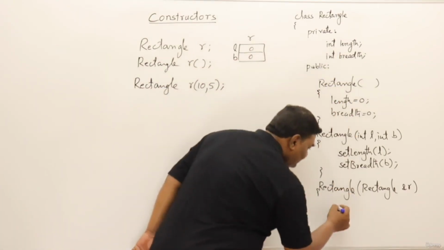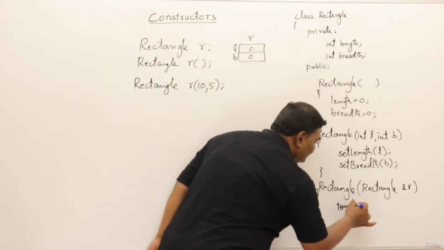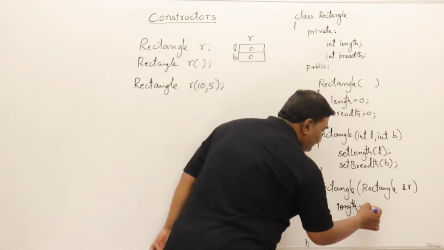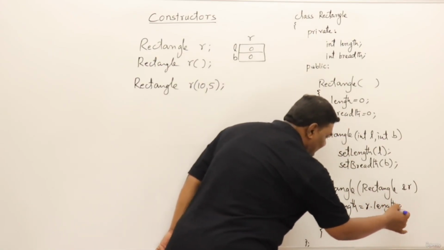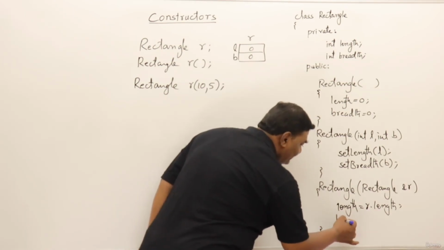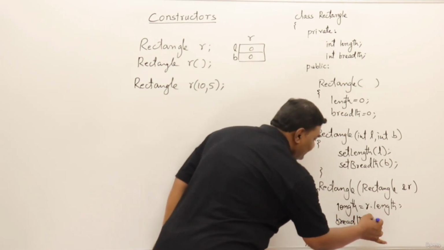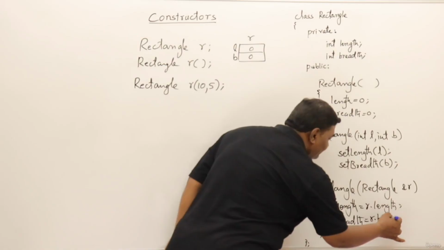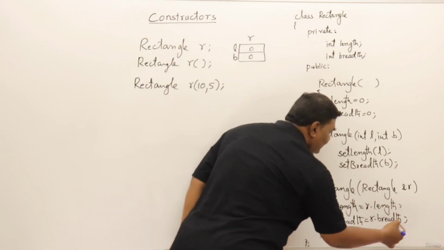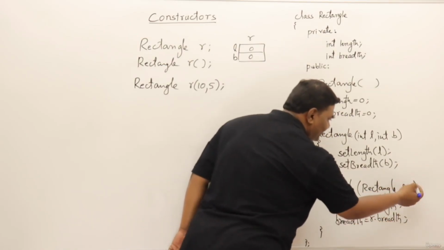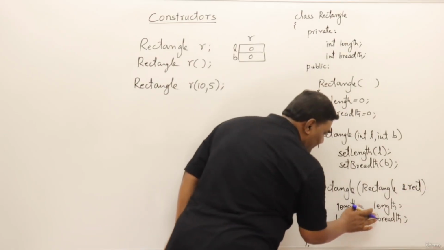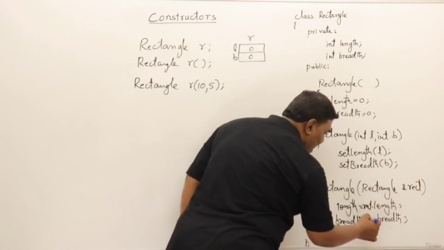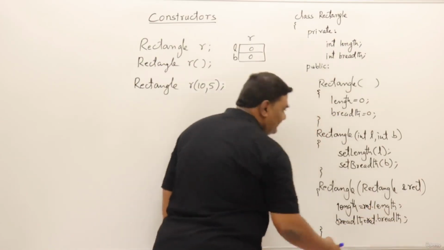So our rectangle length, like here we were setting, right, should be same as this rectangle's length. And our breadth, means our rectangle breadth, should be same as rectangle's breadth. Okay, so whatever the parameter is, you can give any name here. I will write it as rect. So this is rect dot length and rect dot breadth.